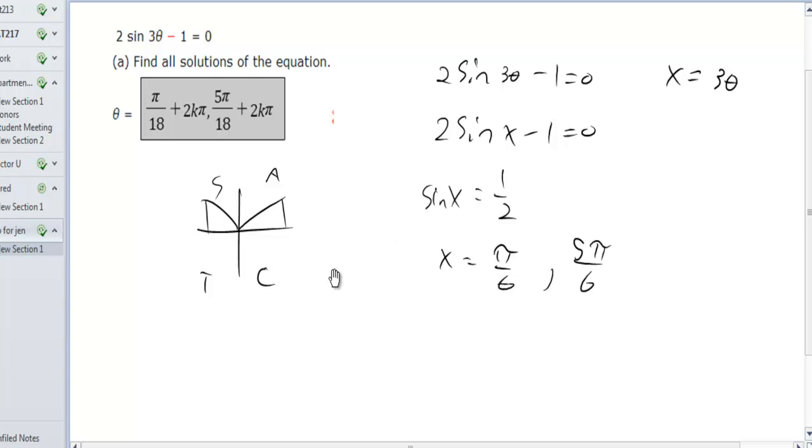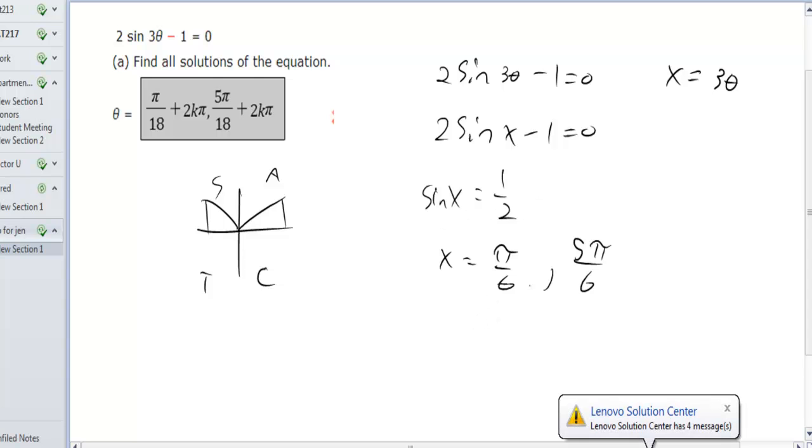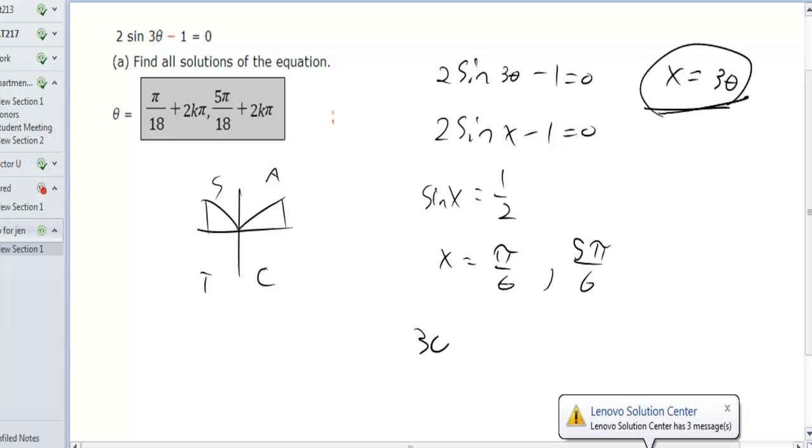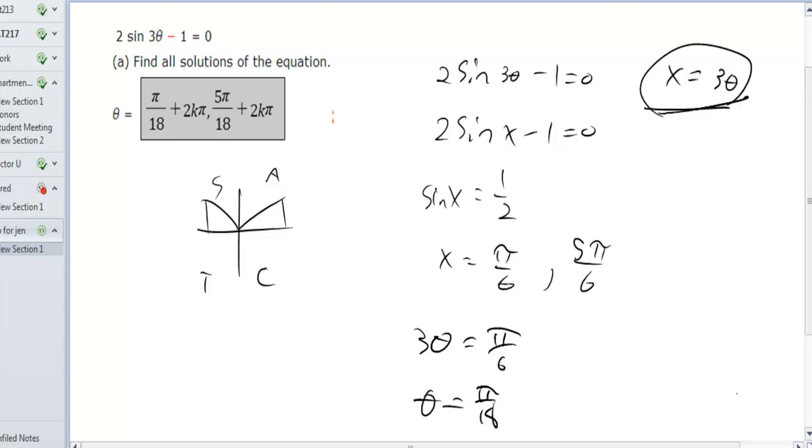So we solved for our function, and you did all this right. You solved for sine. You got sine of x equals 1/2. So then you found that the reference angle was pi/6, and that the two solutions would be pi/6 and 5 pi/6. Then you said, okay, I let x be equal to 3 theta, so now I have to change that back. So I've got 3 theta equals pi/6, which therefore means theta equals pi/18. 100% dead on, totally right.